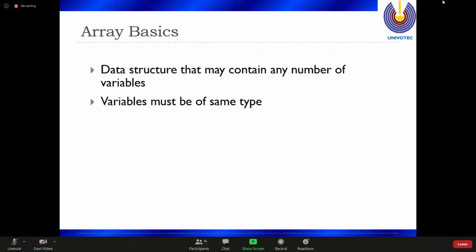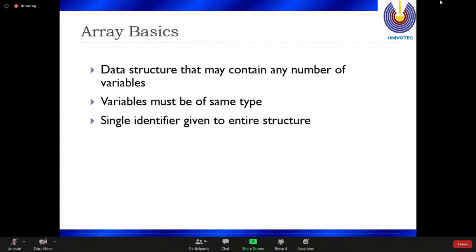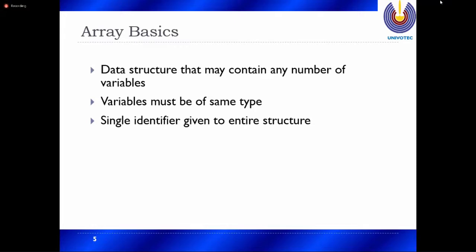Then a single identifier is given to the entire structure. Okay, only one name for that: the array name is marks. Marks is a common name, not a specific variable name. Okay, the individual variables are called elements. Each array has a number of elements.